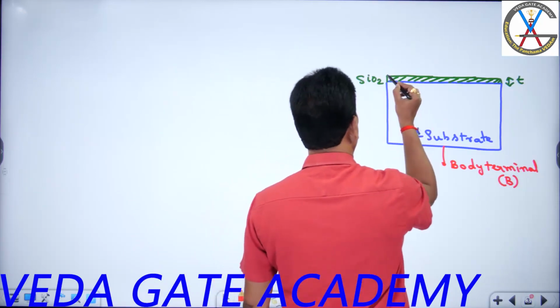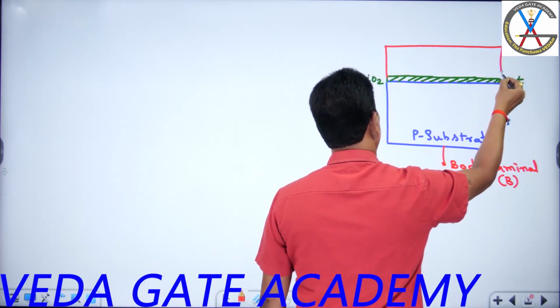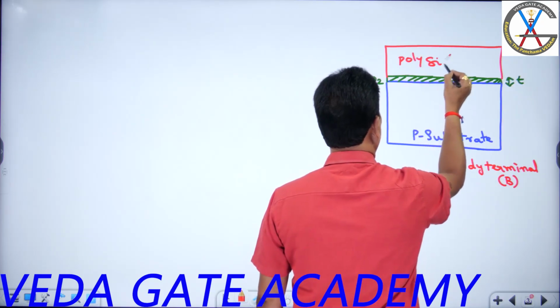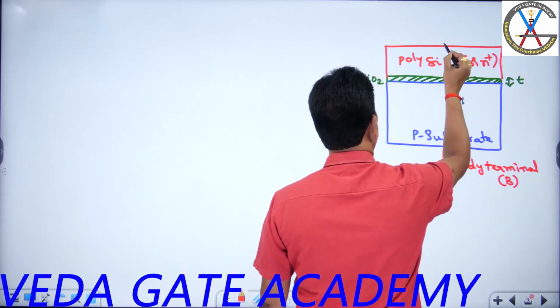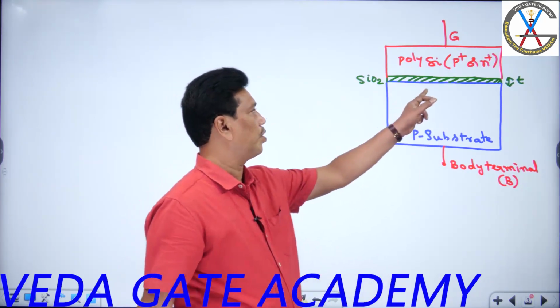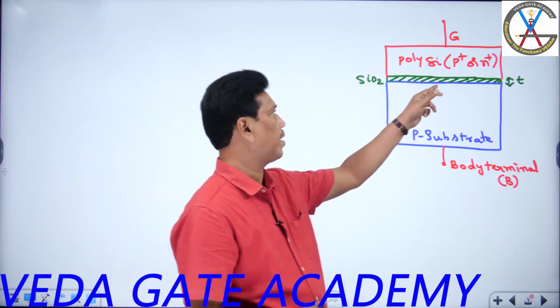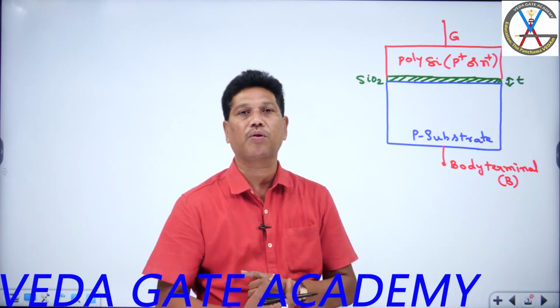So on this, now I introduce a polysilicon of P plus or N plus, students. From that you take a terminal called the gate terminal, students. So over this oxidation coating I introduce a polysilicon material of either P plus or N plus, and from that you can take an electrode, that is called the gate electrode.